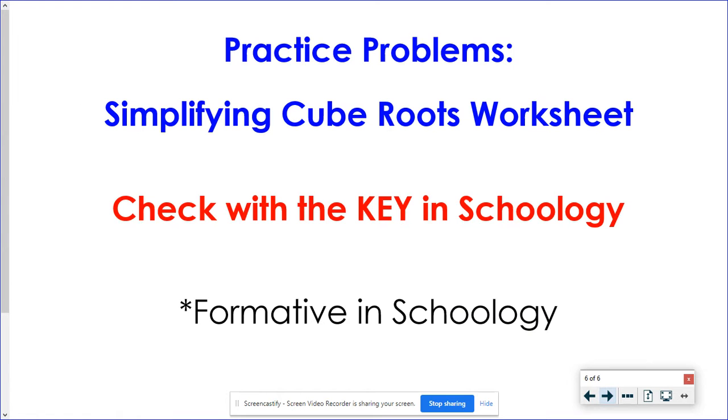That's how we simplify cube root kind of problems. Your worksheet today is simplifying cube roots. Keep that list handy. You might even want to extend it and have more perfect cubes, but again, if you know 2 cubed, 3 cubed, 4 cubed, 5 cubed, most of the time those are the numbers that you're going to need.